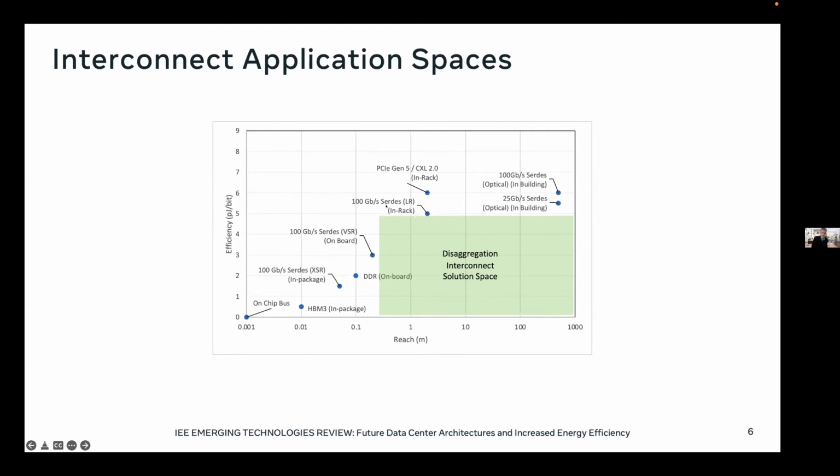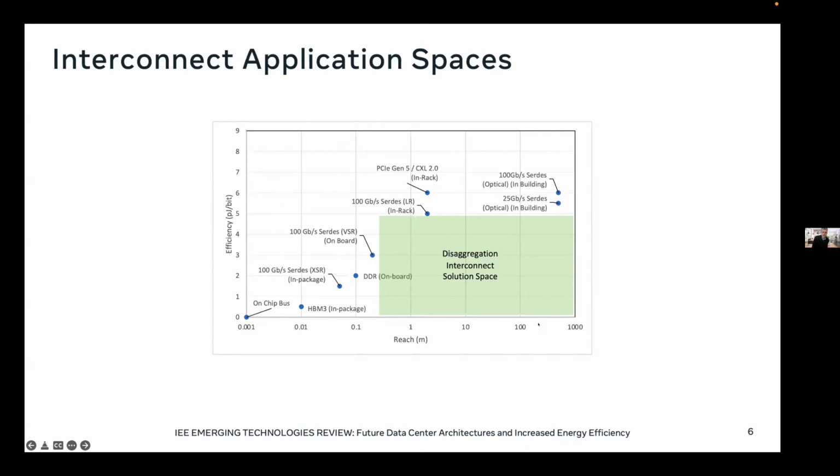And as you scale to longer reaches, and you're forced to use more elaborate SerDes technologies, the power and the efficiency starts to degrade. And certainly when you get over to optical, although you can support some pretty long reaches, you're paying a fairly high price in terms of the power that you need to burn to move the data those distances. And so I think the challenge, again, just to reiterate, is that we need some solutions which fit into what I've termed the disaggregation interconnect solution space.